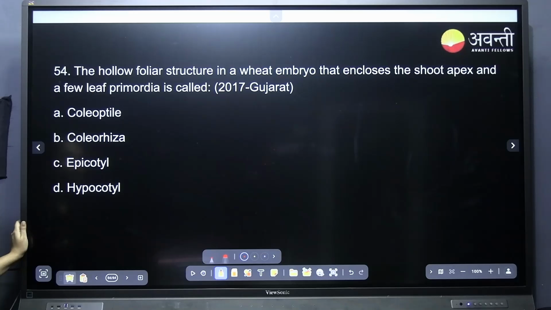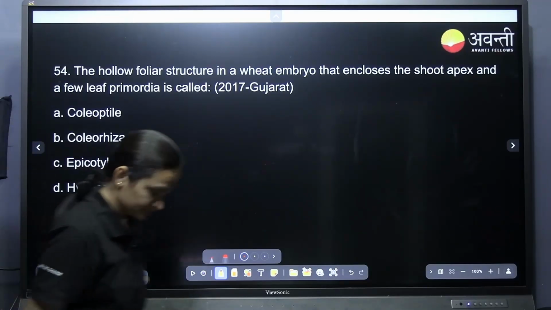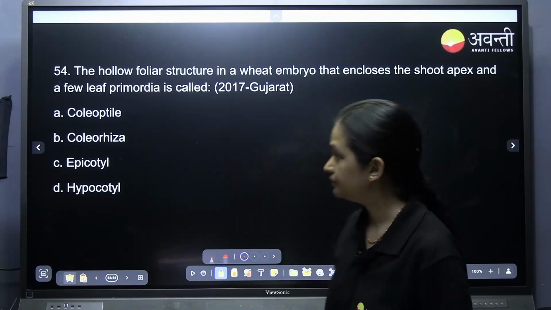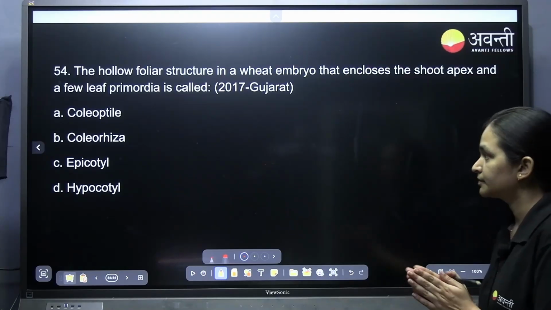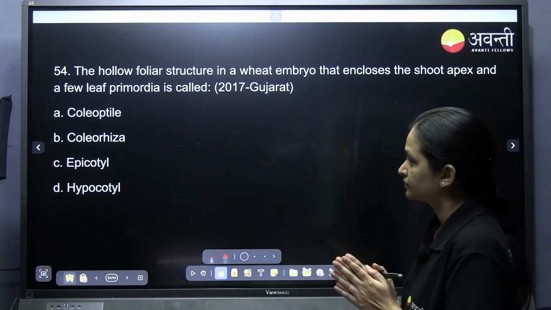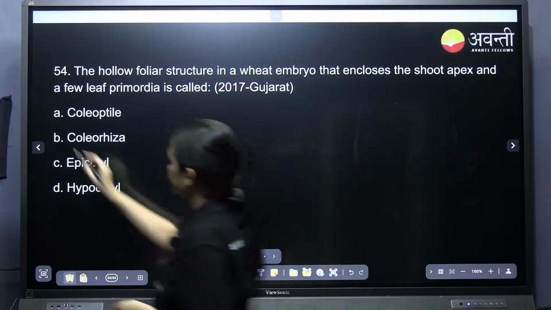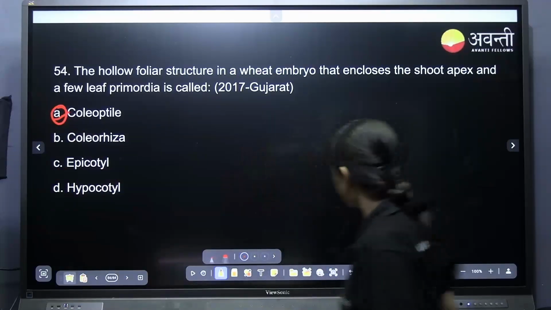The hollow foliar structure in a wheat embryo that encloses the shoot apex and a few leaf primordia is called shoot apex. Tell me. Coleoptile. Coleoptile. Easy as that.